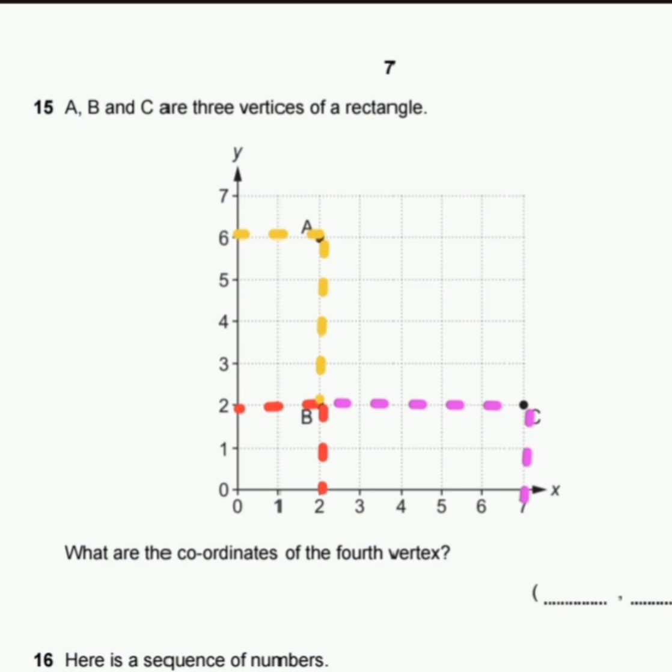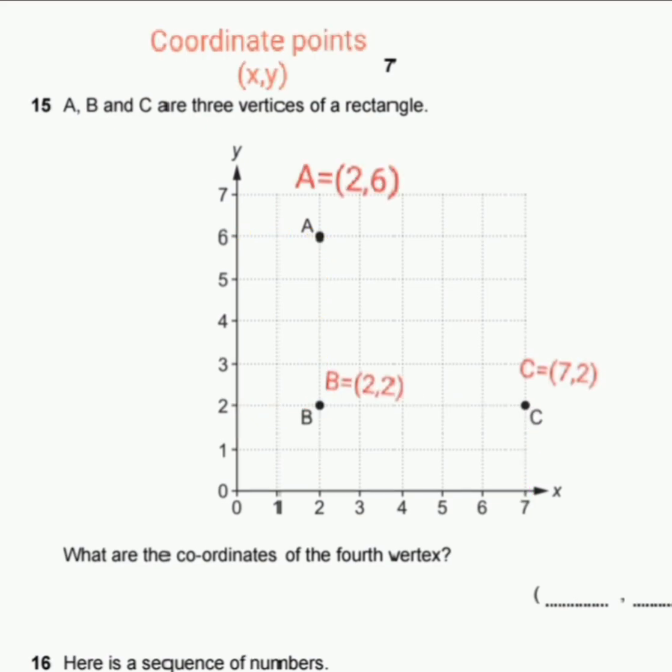I'm sure you can already tell the coordinate points of A, B, and C. Alright, the coordinate points of A is 2, 6, tracing it down, 2 on the x-axis, 6 on the y-axis. The coordinates of B, 2 on the x-axis and 2 on the y-axis. And that of C is 7, 2.